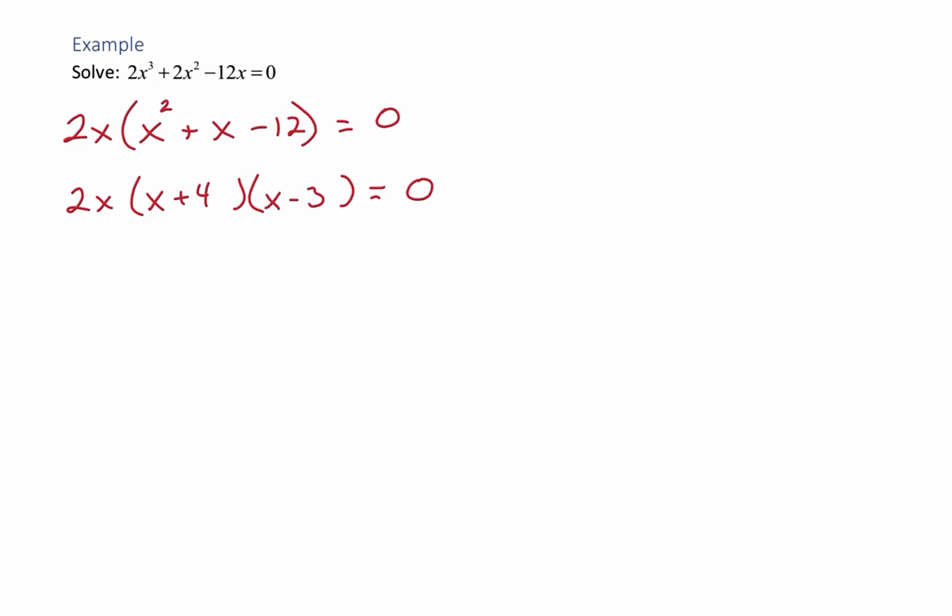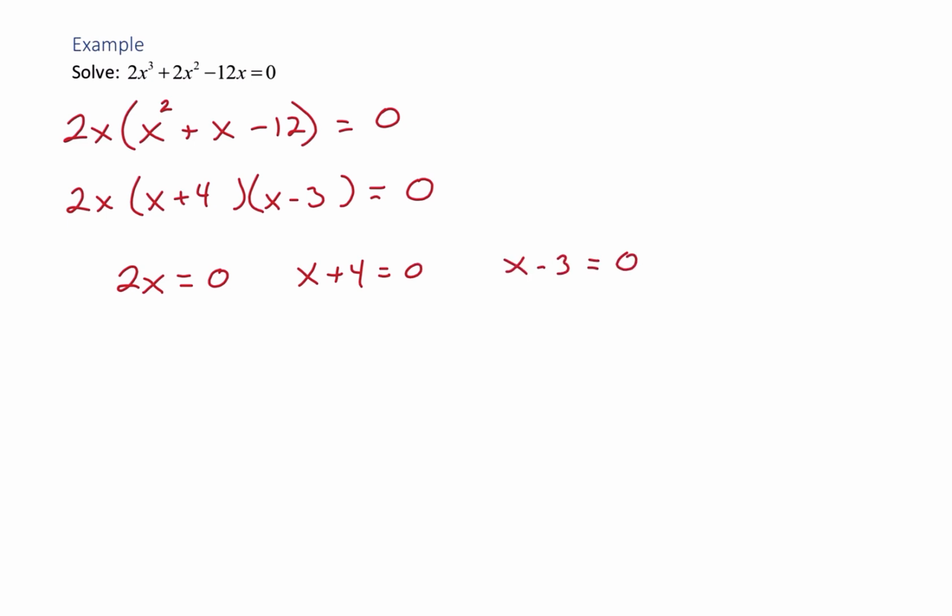Notice this time we have 3 factors being multiplied to give us 0. We can still use the zero product property here. We'll just have 3 separate equations. Set each factor equal to 0: 2x equals 0, x plus 4 equals 0, and x minus 3 equals 0.